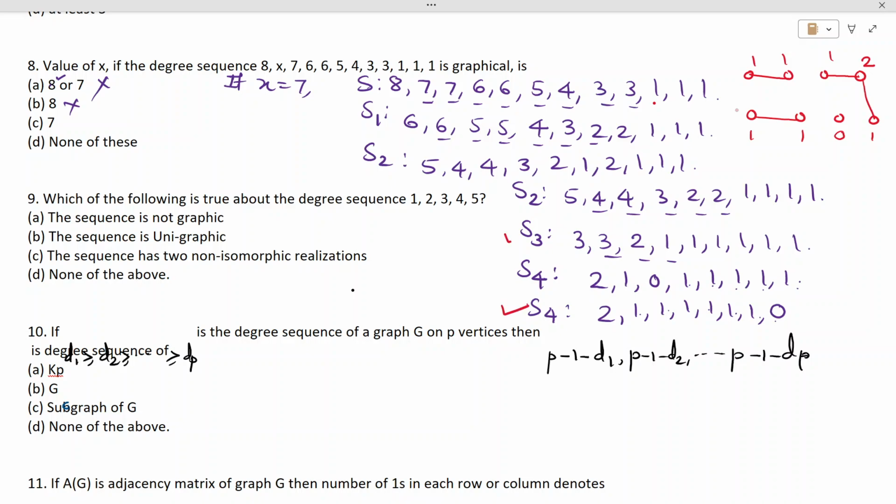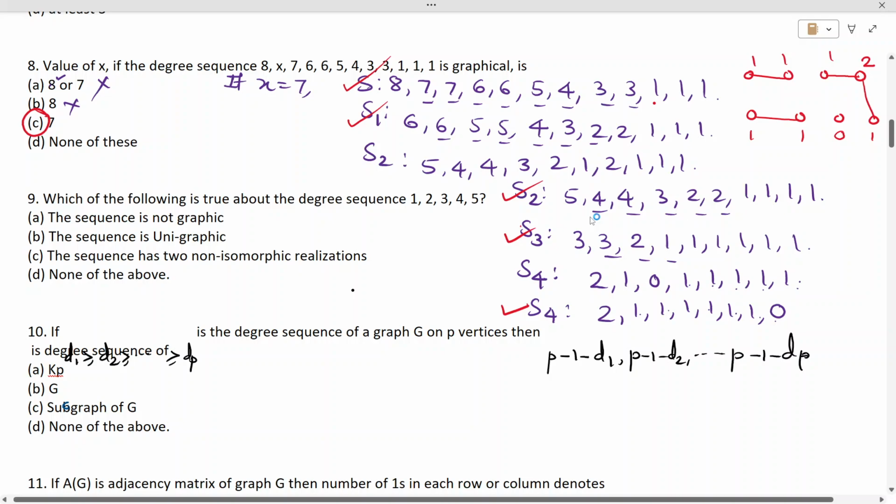S4 graphical means S3 is graphical. S3 graphical means S2 graphical. S2 graphical means S1 graphical. S1 graphical means S graphical. So for x equal to 7, we can draw a graph. So option C is a correct option.